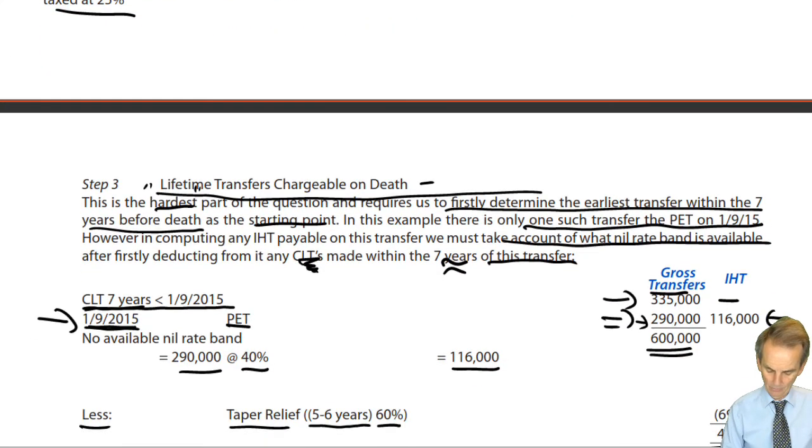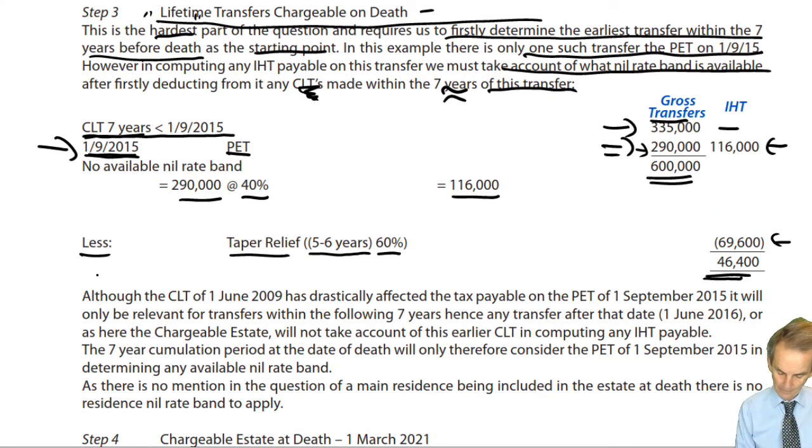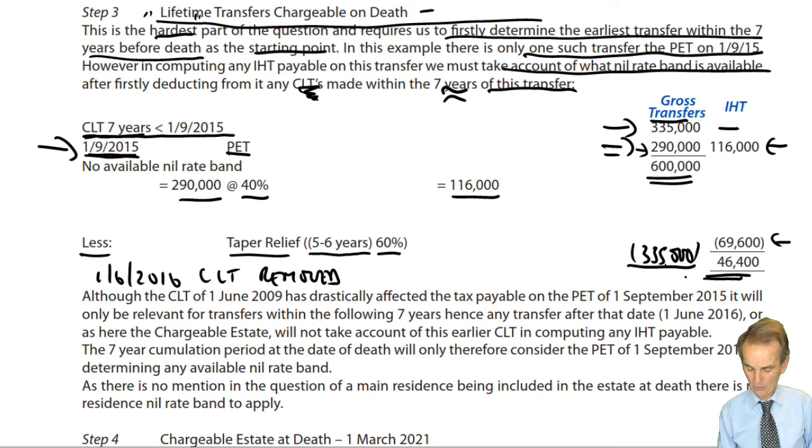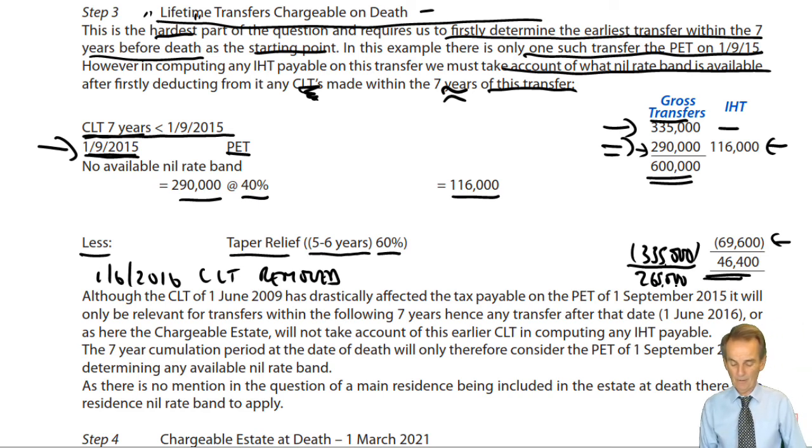So when you got to the 1st of June 2016, that earlier CLT would have been removed. How much was it? It was 335,000. You'd take away your 335,000, and that, of course, would therefore bring you down to, what would that be, 265? Or something like that? Yeah, £265,000. And that, therefore, would open up more available.